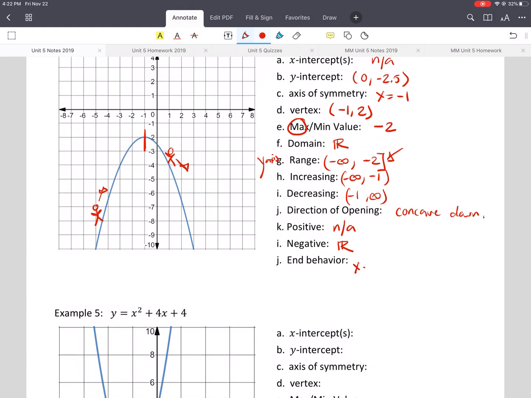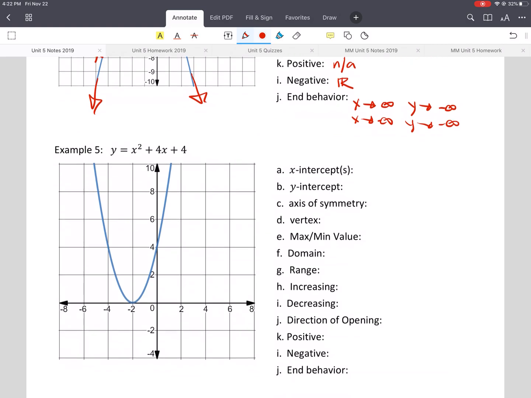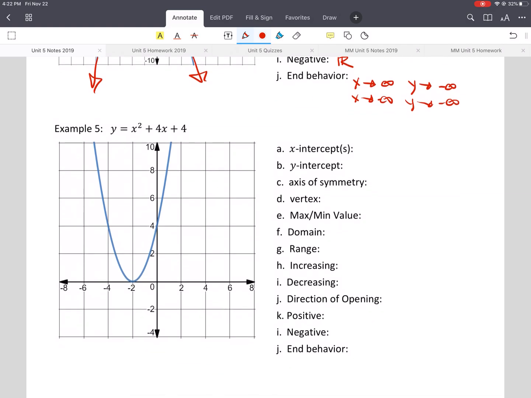And end behavior: as x goes to infinity, in this situation, y goes to negative infinity. And as x goes to negative infinity, y goes to negative infinity. So both of these ends are concave down, so it goes to negative infinity. Okay, here's a concave up. So x-intercept, here we have negative 2, 0. Y-intercept would be 0, 4.